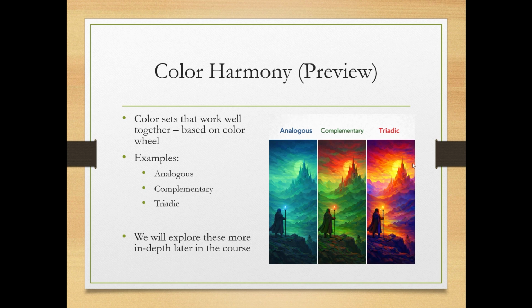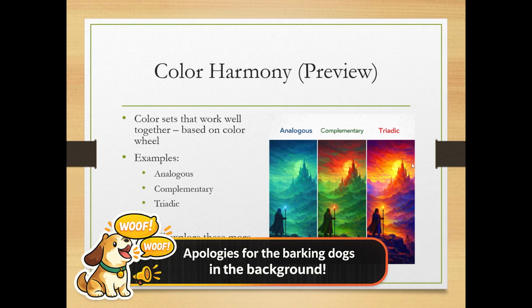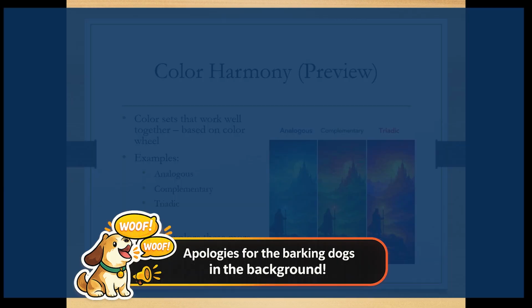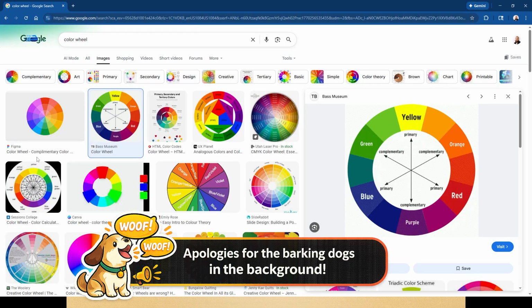Now, how well they're being achieved here, I can't really say. They're all kind of in the middle. But hopefully it gives you an idea of how a single image can be recolored a number of different ways to have a very different effect and different impact. We're going to be exploring these more in depth later in the course, so if this is not a good enough explanation, don't worry, we're going to get into it. But the main thing to take away with color harmonies is they are color sets that work well together based on the color wheel.